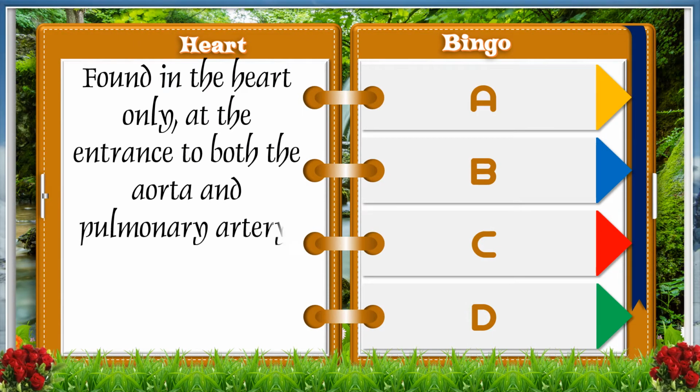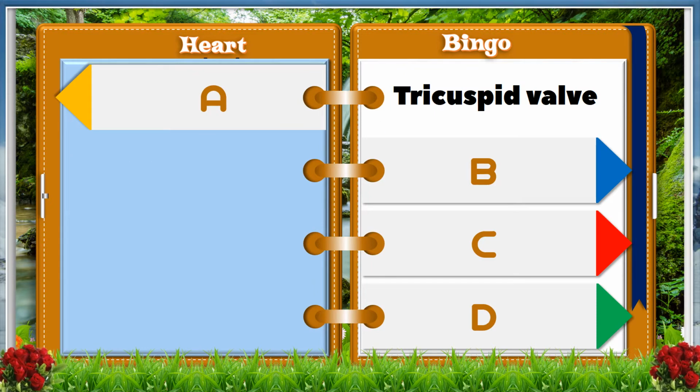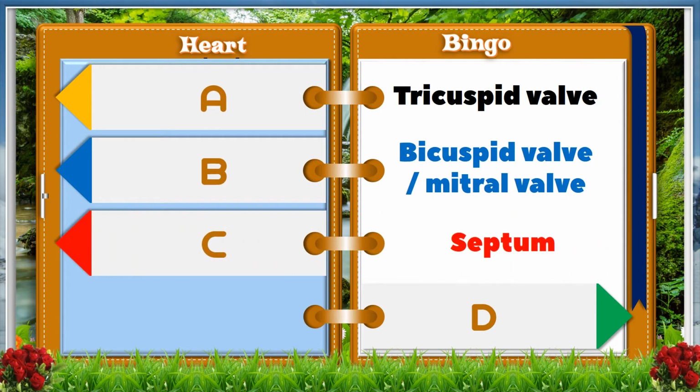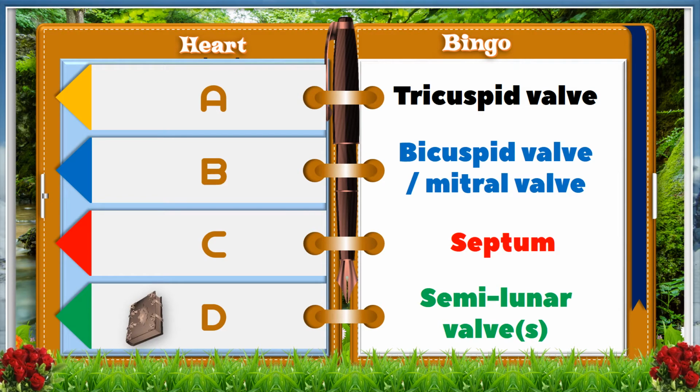Found in the heart only, at the entrance of both the aorta and pulmonary artery. They prevent the backflow, reflux of blood into the heart. A. Tricuspid valve. B. Bicuspid valve or mitral valve. C. Septum. D. Semi-lunar valves. And the answer is D. Semi-lunar valve.